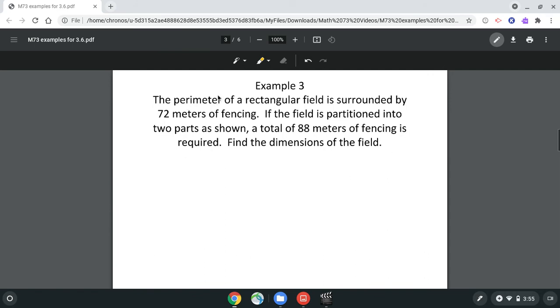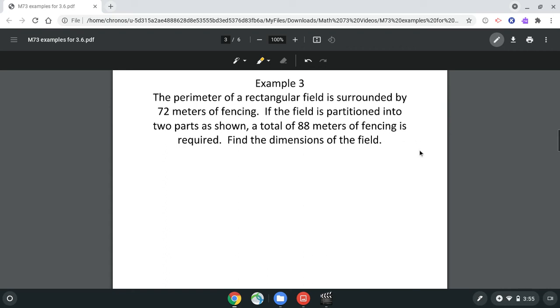Okay, so let's take a look at this one, example 3. The perimeter of a rectangular field, so the perimeter, that's the distance around the rectangle. So the perimeter of a rectangular field is surrounded by 72 meters of fencing.